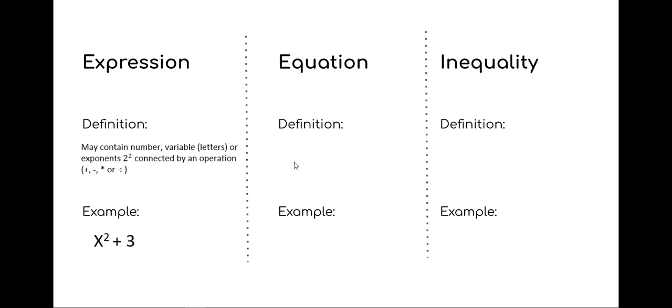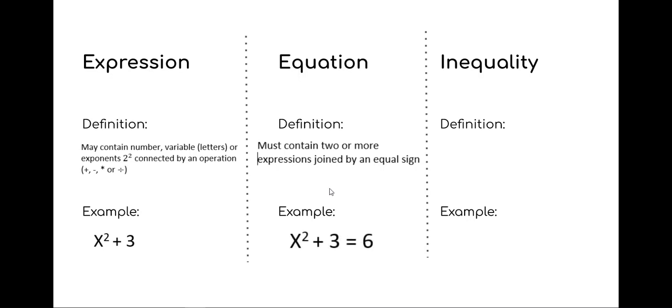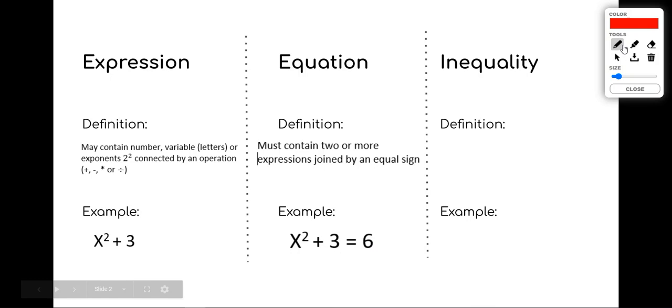An equation has to contain two or more expressions that are joined by an equal sign. Okay? So an example would be x squared plus 3, our expression, is equal to 6, another expression. And every single equation has an equal sign in it. Essentially, it is saying that this expression on the left is equal to the expression on the right.